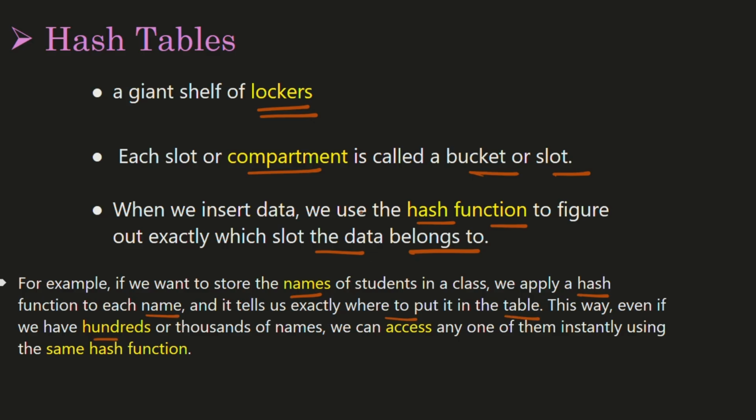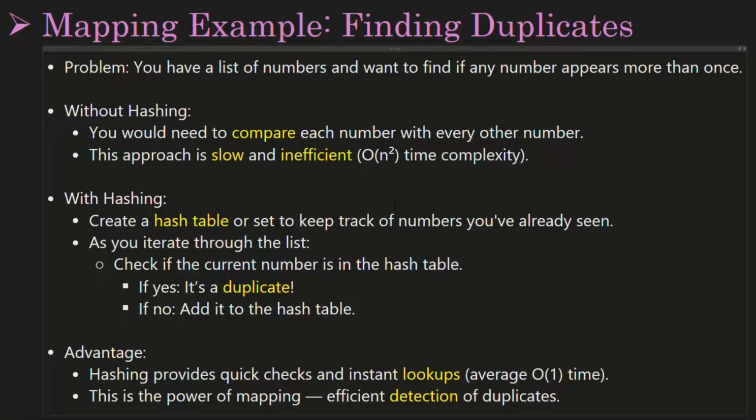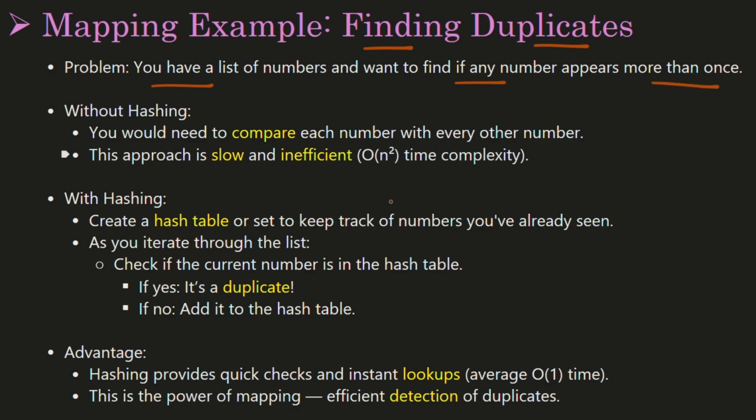This way, even if we have hundreds or thousands of names, we can access any one of them instantly using the same hash function. Let's see mapping by a very famous coding problem: finding duplicates in a list. Say we have a list of numbers and want to find if any number appears more than once. Without hashing, we'd have to compare each number with every other number, which is slow and inefficient.